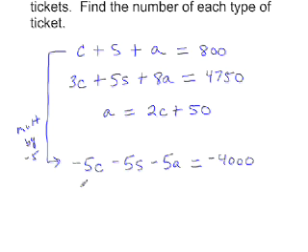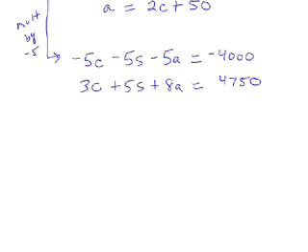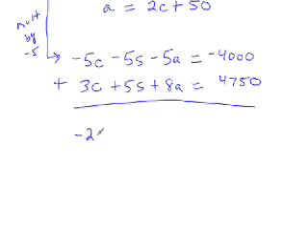Recopying our second equation, we have 3C plus 5S plus 8A equals 4,750. When we add these 2 equations together, we get -2C. Our S terms cancel each other out. We get positive 3A equals -4,000 plus 4,750, which is 750. So here we have an equation with just A and C in it.